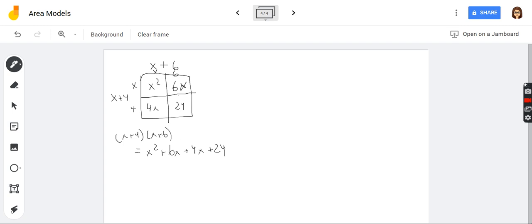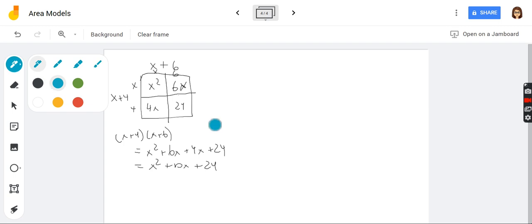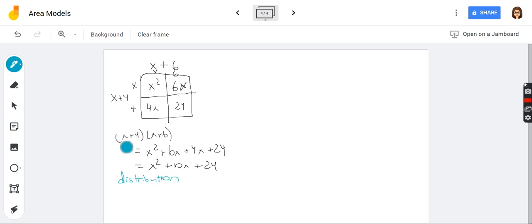Okay, and now I can collect the like terms and go, well, that's x squared. 6x and 4x is 10x plus 24. All right, what concept was this? So there's several names for this. This is actually also distribution, because what I'm doing is I'm multiplying this first item by everything in the other bracket. Okay, so I am distributing.